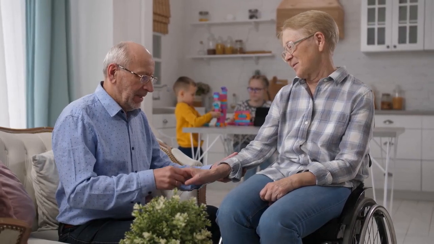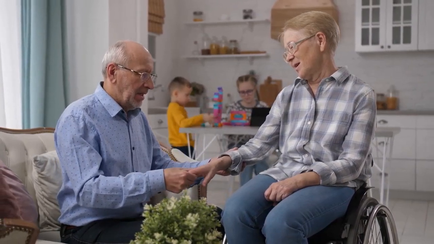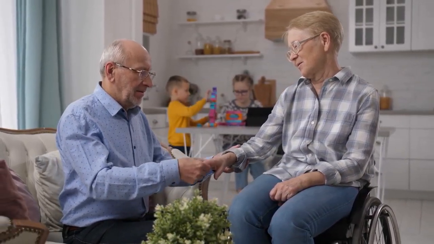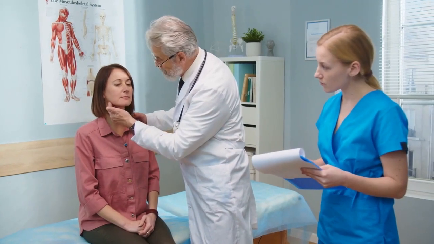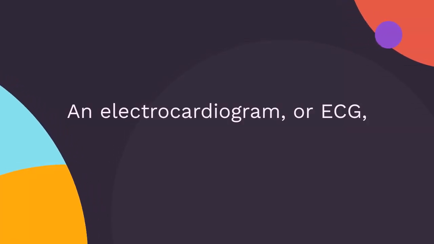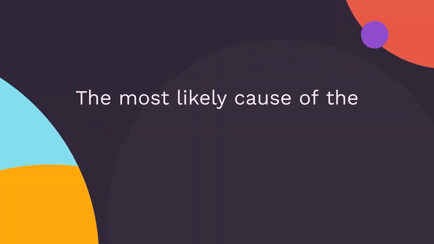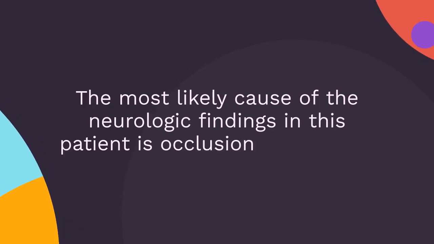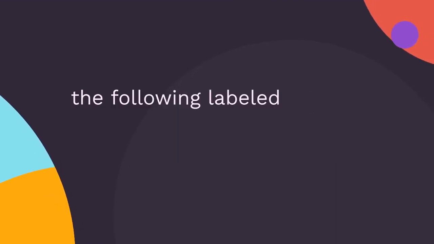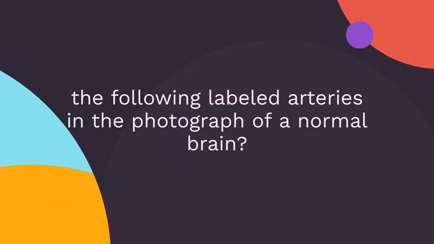Neurologic examination shows weakness of the right lower side of the face and difficulty swallowing. Muscle strength is 3/5 on the right side. She can understand what is said to her, but she cannot repeat words or answer questions. An electrocardiogram, or ECG, shows atrial fibrillation. The most likely cause of the neurologic findings in this patient is occlusion of which of the following labeled arteries in the photograph of a normal brain?